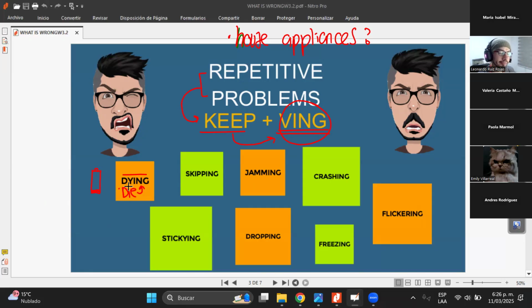And we could say like it keeps dying. It means that it has problems with the battery and the battery doesn't last long.